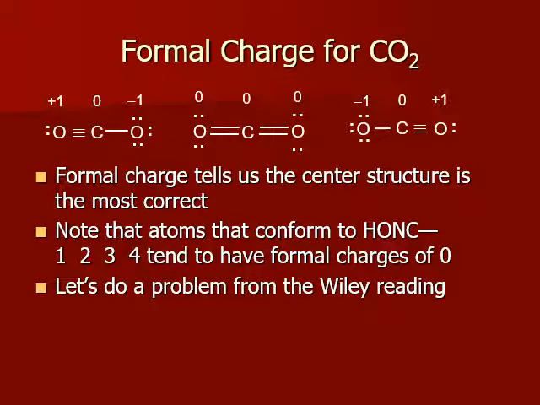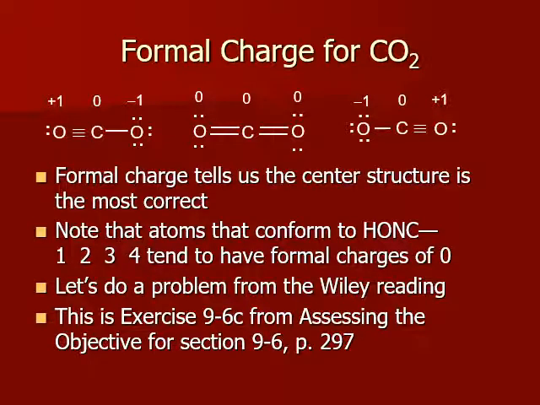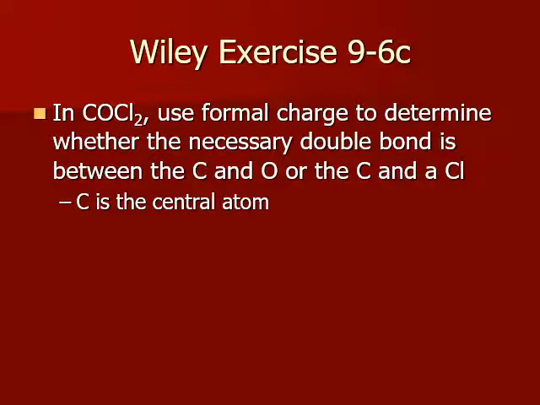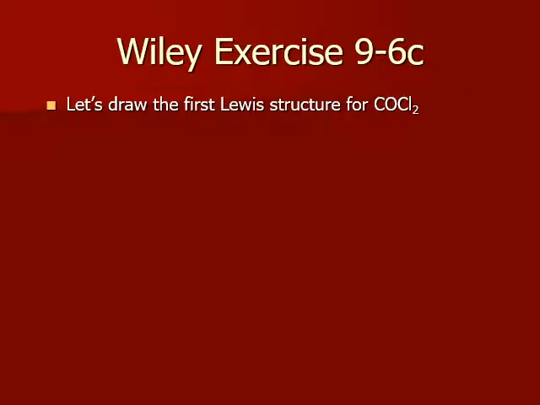Let's do a problem now from the Wiley reading. It's exercise 9-6C from Assessing the Objective for section 9-6, page 297 in the book. So here's the problem. In COCl2, which is phosgene, we need to use formal charge to determine whether there's a double bond between carbon and oxygen or between carbon and a chlorine. So this already tells us there's going to be a double bond. It also tells us carbon is the central atom. We'll start by drawing the Lewis structure.